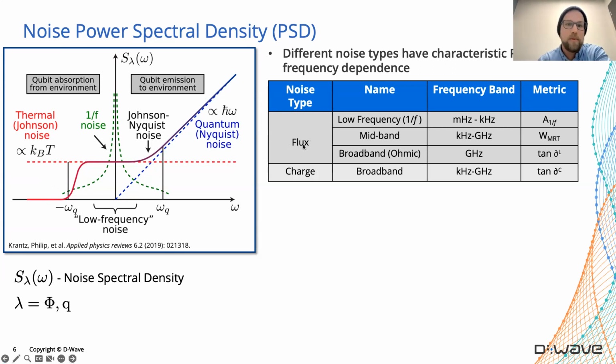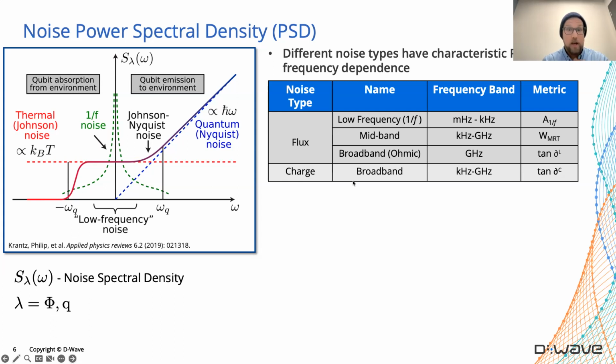And this is because our qubits have superconducting loops. So there's going to be flux noise that couples into them. And then there's also charge noise. And so in flux noise, we're tracking three main metrics. We have low frequency flux noise, which is ranging from millihertz to kilohertz. We have our midband metric, which is this tunneling line width, which we're saying is our integrated low frequency flux noise and has a range from kilohertz to gigahertz. And then we have in broadband noise, which is this ohmic spectrum, which is linearly increasing with frequency. And this ranges up into the gigahertz.